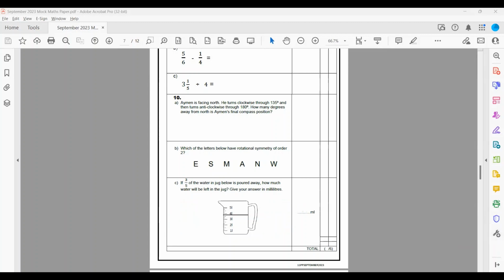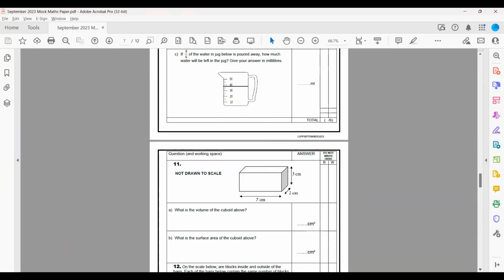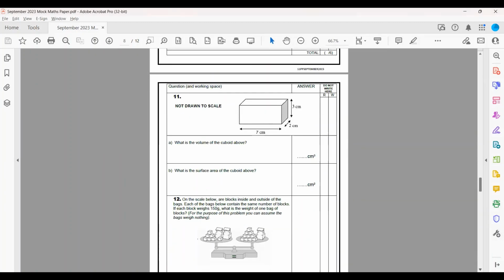And coming down now to question 11. Here we have a cuboid, and we have been asked to find the volume. You've also been told it's not drawn to scale. Volume is length times width times height, done in any order. So the sum we're doing is 7 times 2 times 3. Well, 7 times 2 is 14, times 3 is 42. So it will be 42 centimeters squared.